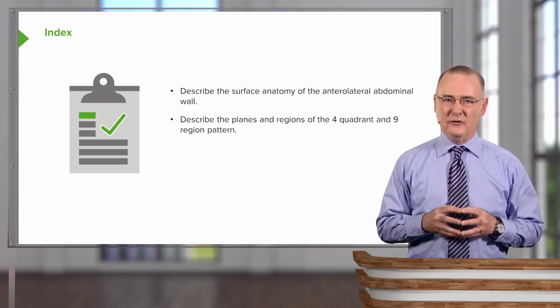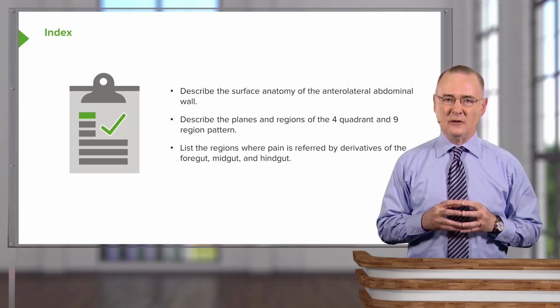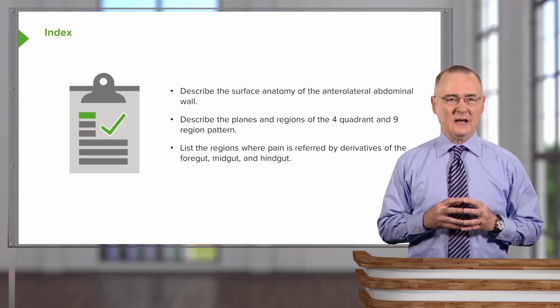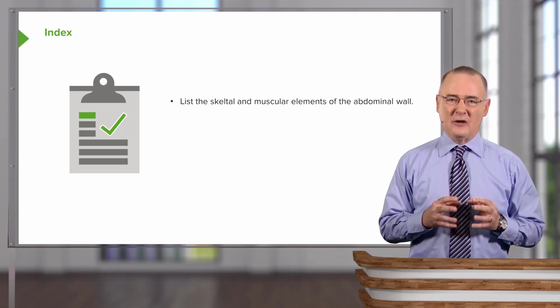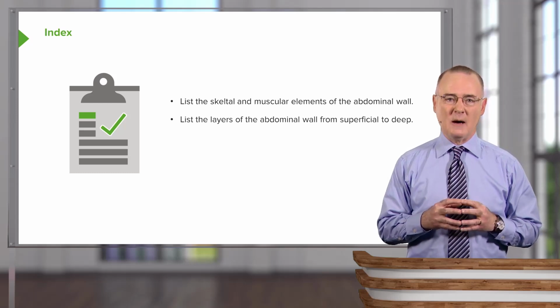Describe the planes and regions of the 4-quadrant and 9-region pattern. List the regions where pain is referred by derivatives of the foregut, midgut, and hindgut. List the skeletal and muscular elements of the abdominal wall. List the layers of the abdominal wall from superficial to deep.